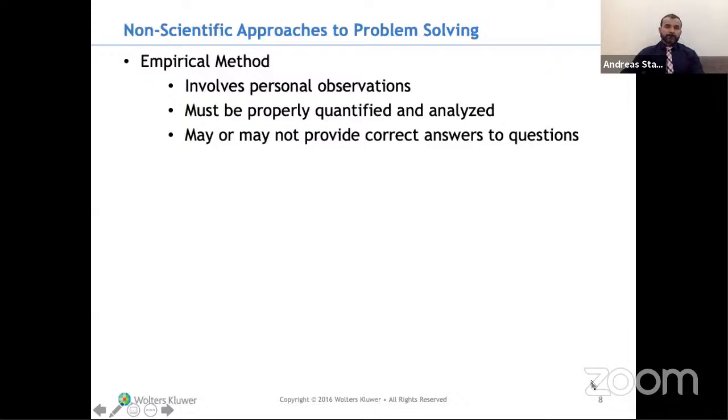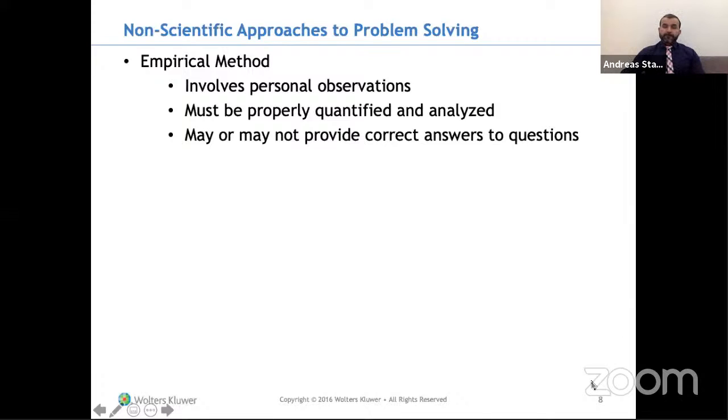Now we have some methods that are non-scientific. And we're going to talk about 3 of them this week. The first one is the empirical method. It has to do with personal experiences. And in a way, if something happened to me, right, and it worked this way, sometimes I make the assumption that if it happens to you, it will work the same way as well. Or I saw something that happened to them and it worked this way, so if you do it, it will most likely work this way for you too.